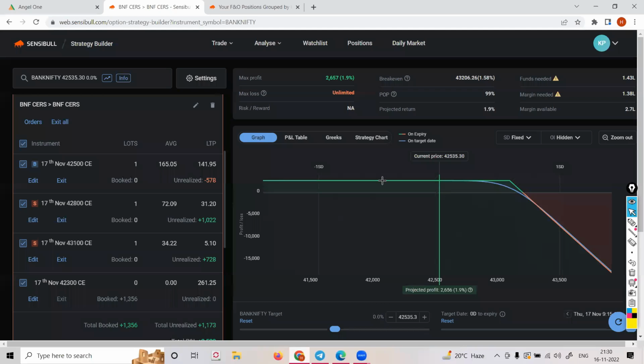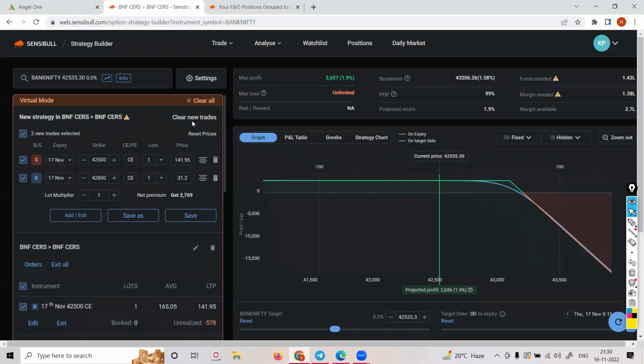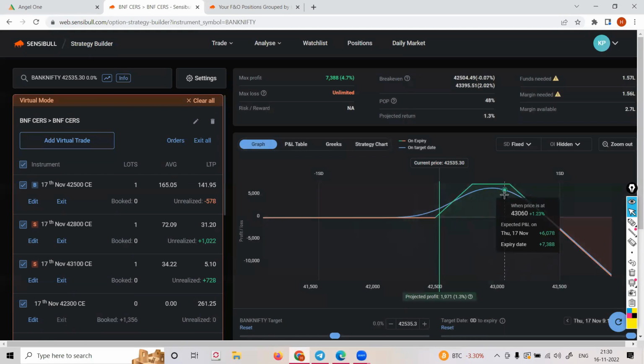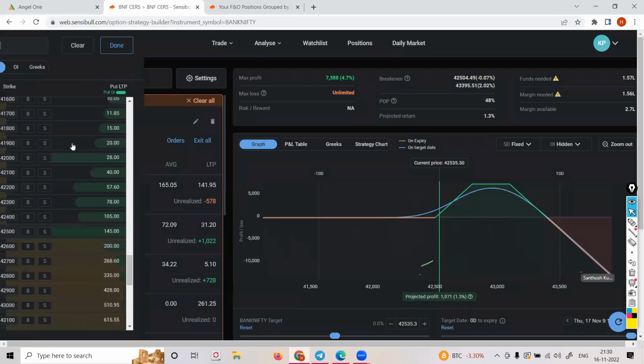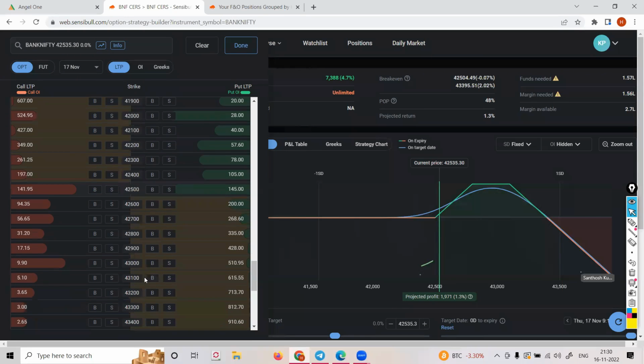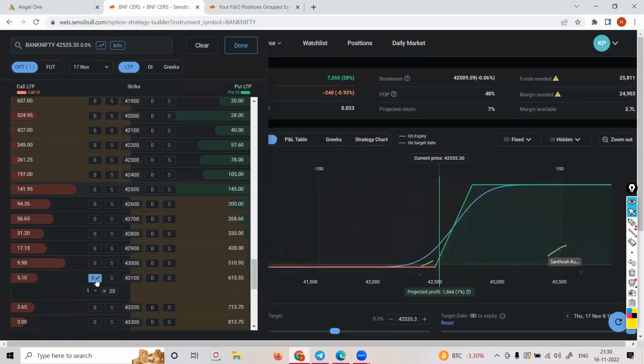Now, I'll show you one more adjustment. Okay, now what I'll do is, I have this trade, right? So I'll just think, what will happen if I exit? What will happen if I exit 43,100? Right? You have to try the same thing. 43,100, I'm exiting.